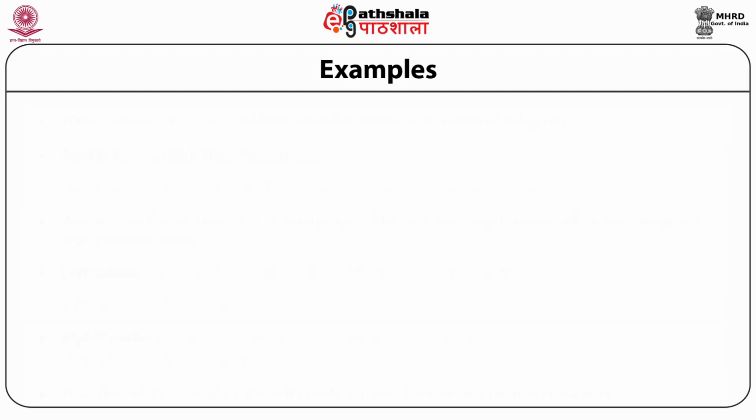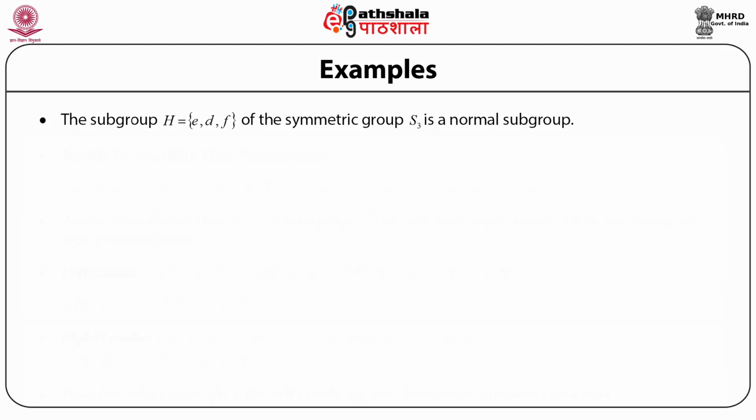Again, we will take the symmetry group S3 as our model to explain what we discussed just before. The group S3 has a subgroup H which consists of three elements E, D and F. This subgroup H is an example of a normal subgroup. To see this, first let us convince ourselves that the subgroup consisting of the elements E, D, F is indeed a subgroup, that is, it satisfies all axioms of the group.